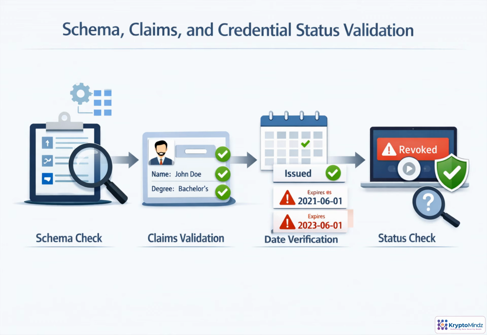Even after cryptographic proof succeeds, validation is not finished. The verifier still has to decide whether the credential means what the application expects. Match its structure and type to the VC data model and your schema. Verify required claims, formats, and allowed values. Apply time rules, including issuance, expiration, and request constraints. Then check status or revocation sources. A signed credential can still be unusable if any of these checks fail.